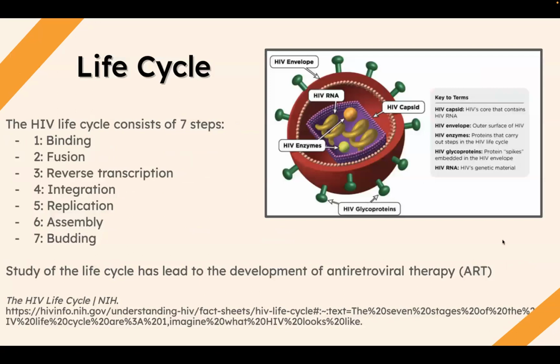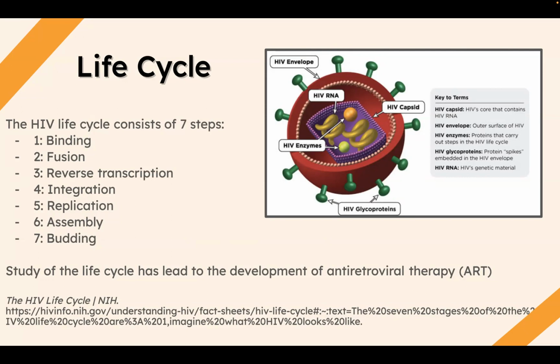So the life cycle of HIV involves 7 steps. You've got the binding, the fusion. Then once you're fused, HIV is a single-stranded RNA virus, so it takes that RNA and uses reverse transcription to make DNA. Then it integrates that DNA into the genome, and then it replicates, and then it reassembles itself, and then it buds out of the CD4 cells that it infects.